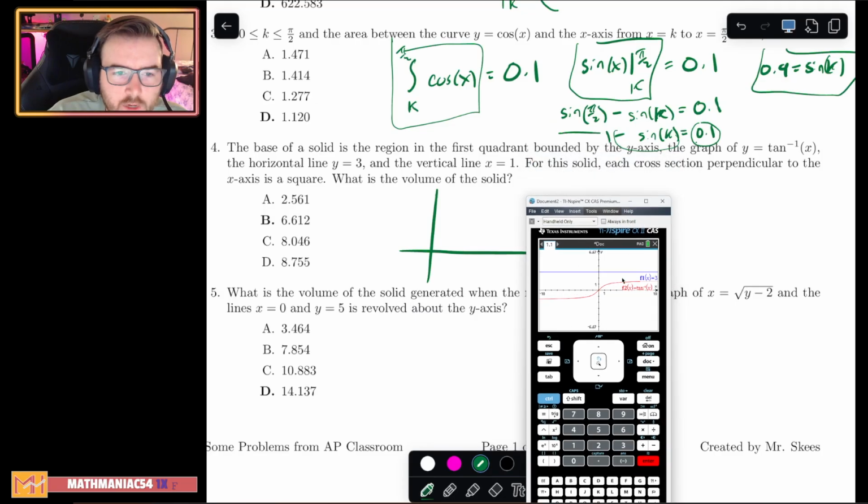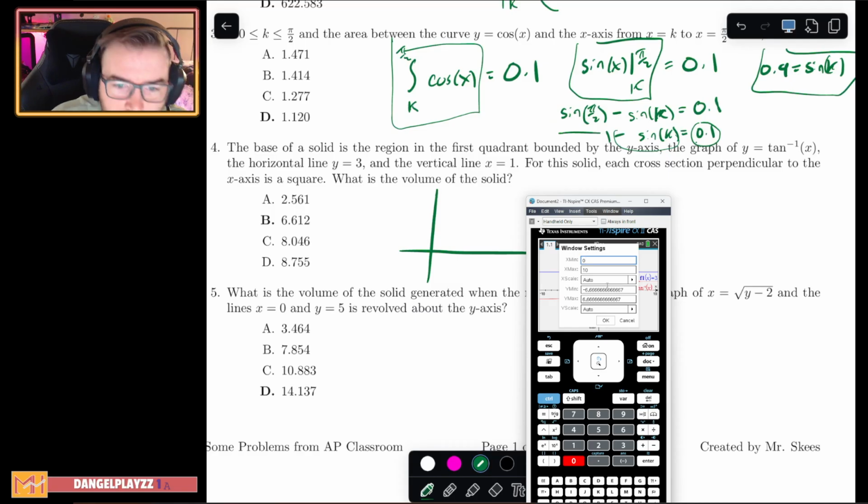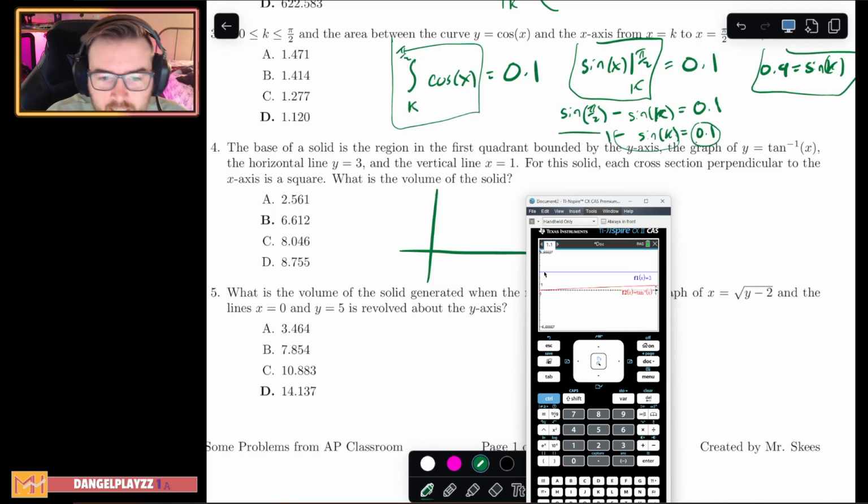And so there's y equals 3, there's inverse tangent. I don't need to literally plot a vertical line at 1. That's unnecessary. We just need to know that it's the y-axis and x equals 1. I could adjust the window if that helps you imagine those boundaries, right? So now this is it. From 0 to 1, this region right here between the blue and red line is our region.